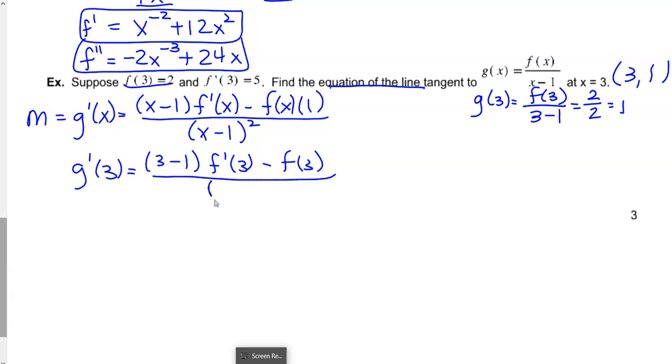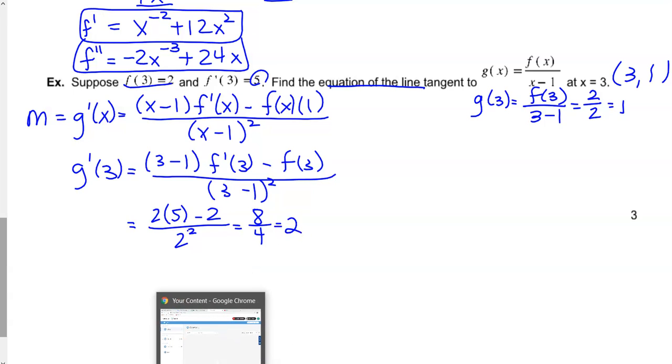So everywhere I see an x, I'm going to put a 3. So I get 3 minus 1 on the top, which is 2, times the derivative of f at 3, which they gave to me. That is 5. So I'm going to do 2 times 5 minus the function value at 3 was given to be 2, all over 2 squared. So 2 times 5 is 10, minus 2 is an 8, all over 2 squared, which is a 4. Therefore, that's equal to 2.